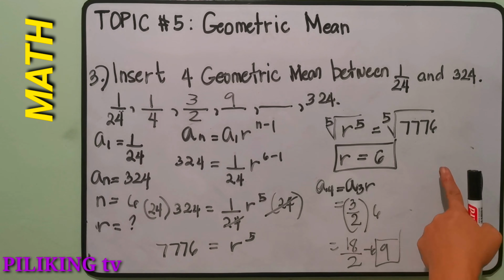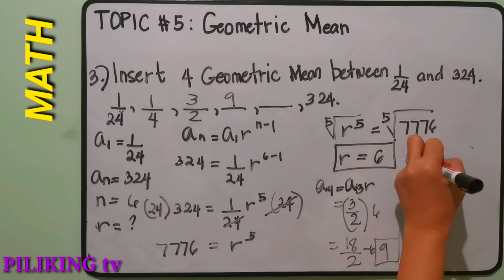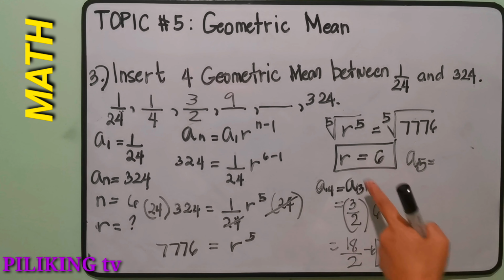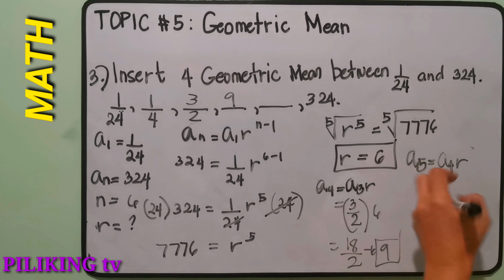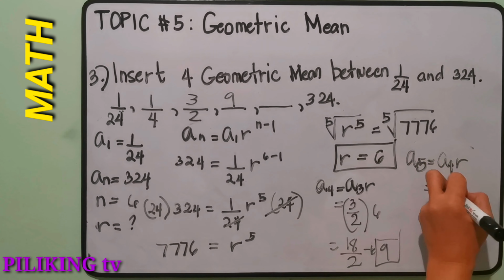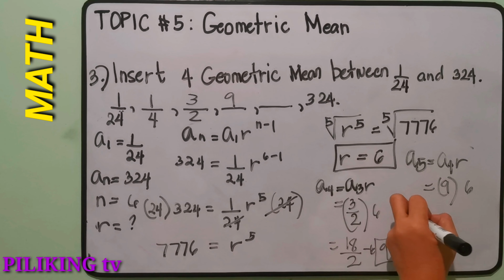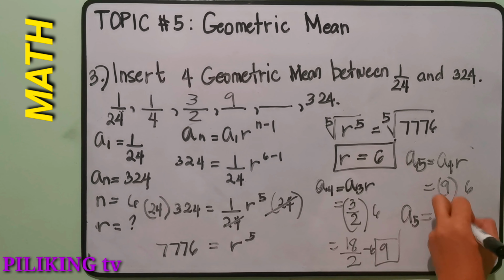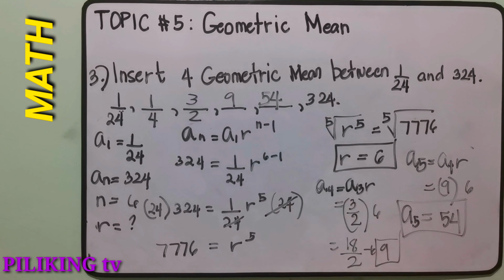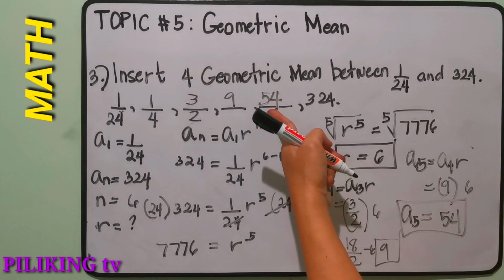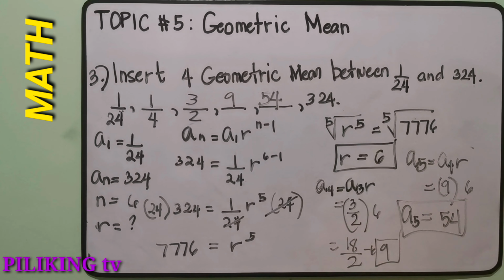Okay, now let us get the fifth term. So a sub 5 is equal to the fourth term, or a sub 4 times r. So the fourth term is 9 times 6. Therefore, a sub 5, or the fifth term, is 54. So we have here 54. Then you check 54 times 6. If it is equal to 324, then your answer is correct.